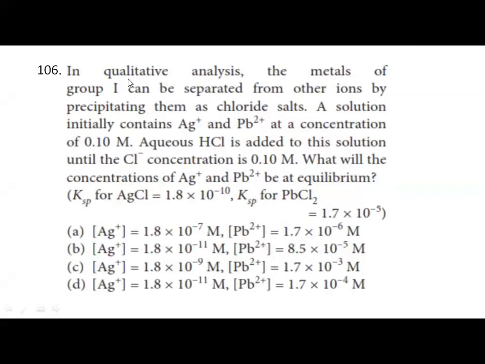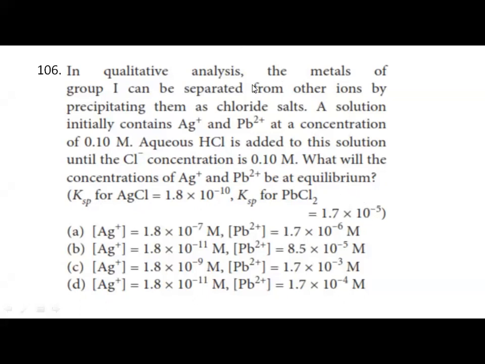Next question. In qualitative analysis, the metals of group 1 can be separated from other ions by precipitating them as chloride salts. A solution initially contains Ag plus and Pb plus 2 at a concentration of 0.1 molar. Aqueous HCl is added to this solution until the Cl minus concentration is 0.1 molar. What will be the concentrations of Ag plus and Pb plus 2 at equilibrium? Given Ksp for AgCl is 1.8 into 10 raised to minus 10, and Ksp for PbCl2 is 1.7 into 10 raised to minus 5.